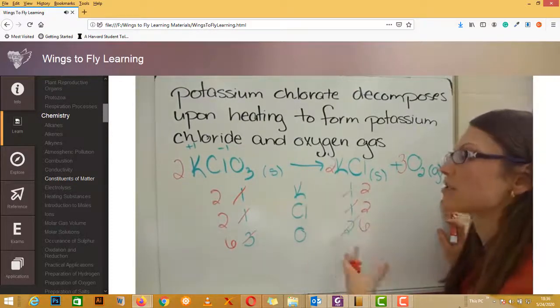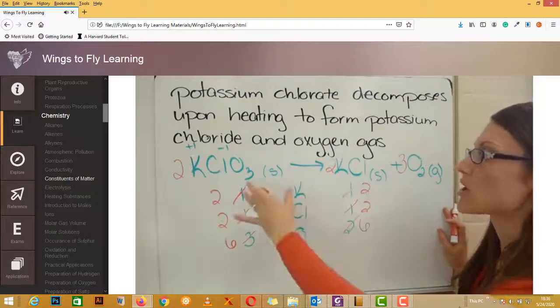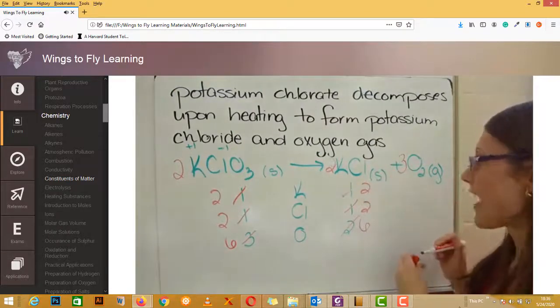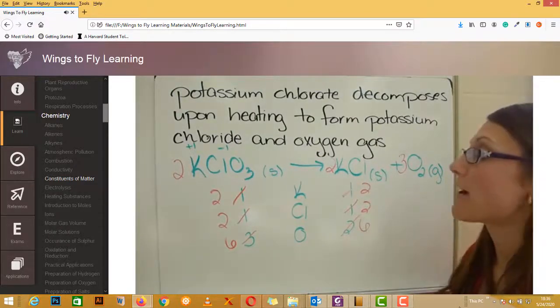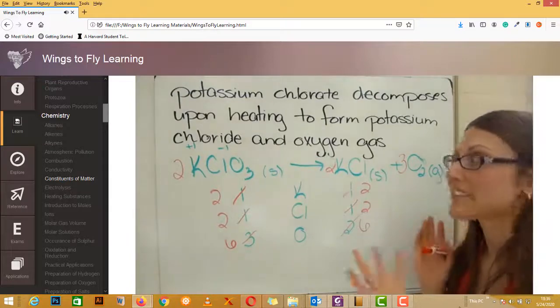And so the table is an alternative way, instead of drawing pictures, of keeping track of how many of each element that you have and ensuring that you get to a balanced chemical equation.